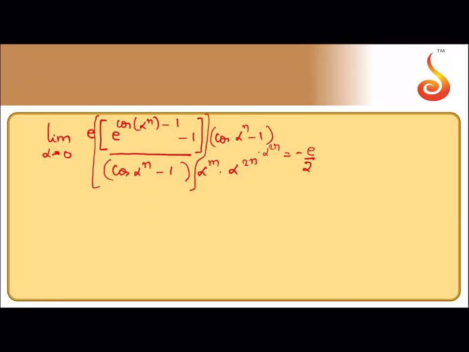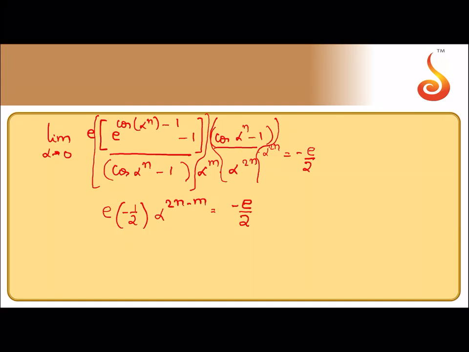So we have studied already e to the power x minus 1 by x is equal to 1. So cos alpha to the power n minus 1 is required into alpha to the power n. So this is one standard limit. I'll put in the bracket. This is one standard limit. And cos alpha to the power n minus 1 by alpha to the power 2n is another standard limit.